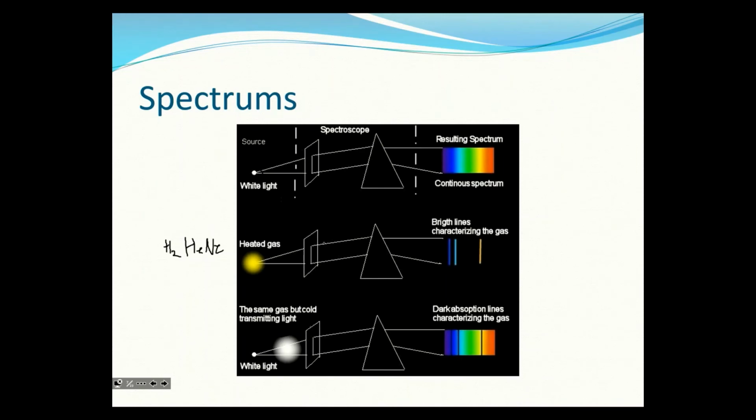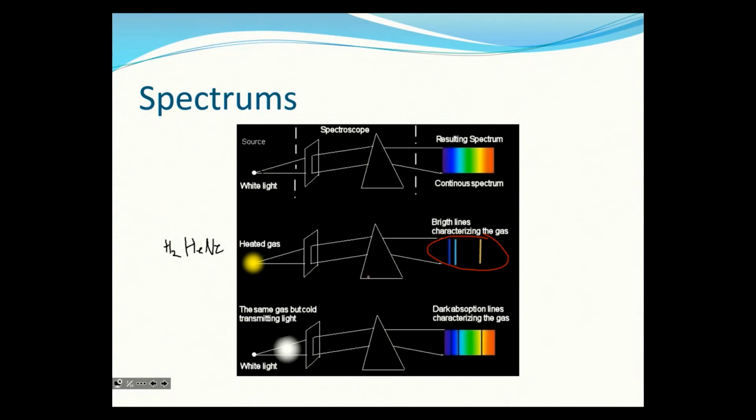Okay, so we heated the hydrogen, ran a voltage through it, excited it, ran it through the prism, and we saw these bright lines. Yeah, we see these bright lines. So this is called a bright line or an emission spectrum.